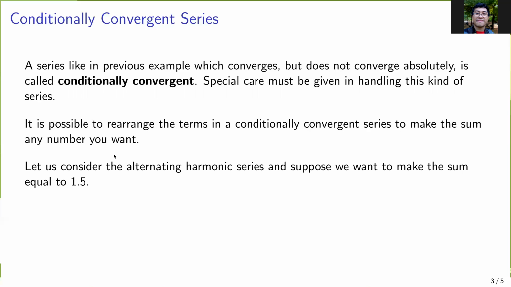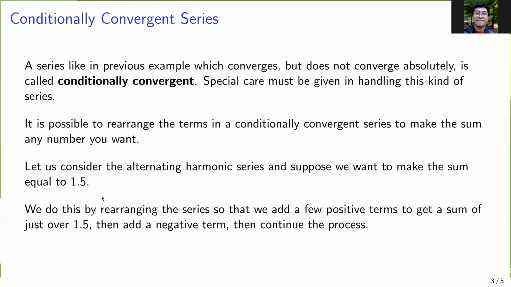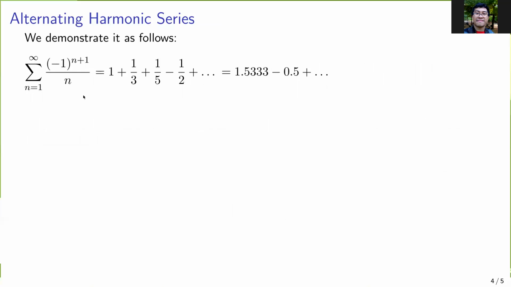For example, in that alternating harmonic series, if we want to make the sum equal to 1.5, we can do that by simply rearranging the series so that we add a few positive terms to get a sum of a little bit over 1.5, then add a negative term, and then add terms again so that it goes just over 1.5, and then add another negative term, and then go on. For example, here we demonstrate it for the alternating harmonic series.